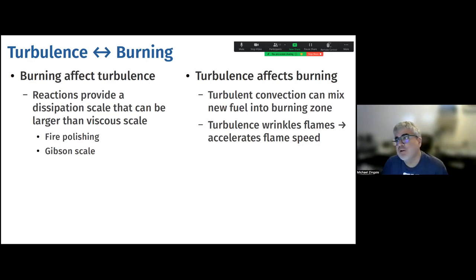On the same token, the turbulence affects how the burning takes place. When you have turbulent convection, it can mix fresh fuel into a burning zone and help reactions really go nonlinear or help prompt thermonuclear runaways. And again, as Bob showed, turbulence can wrinkle a flame and can accelerate the flame's speed directly. So when you're modeling hydrodynamics and combustion together, ensuring that you're doing it accurately takes some care.